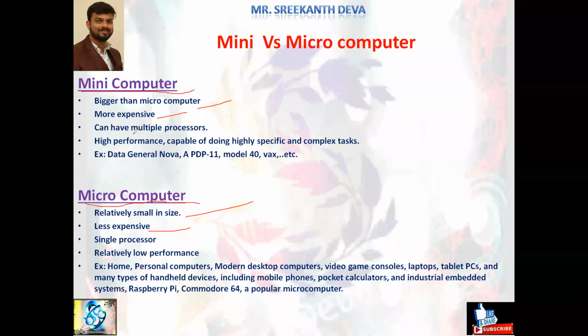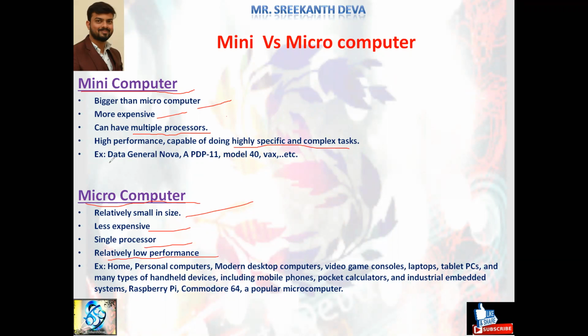Minicomputers can have multiple processors. I told you that hundreds of users can be connected at a time simultaneously. But microcomputers consist of only a single processor. In minicomputers there are multiple processors, but in microcomputers only a single processor. Minicomputers have high performance and are capable of highly specific and complex tasks. But microcomputers have relatively low performance compared to minicomputers.